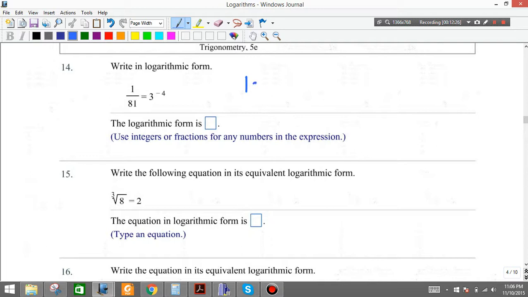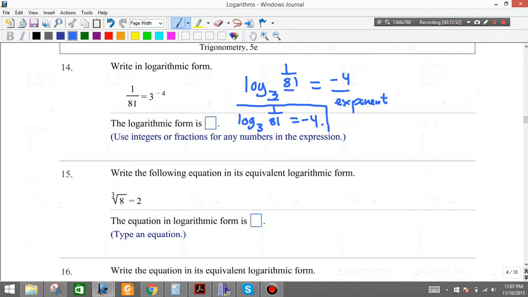Here, log base blank of blank equals blank. Again, the exponent goes here, -4. Exponent. The base is 3, and 1 over 81 is the result. Answer, log base 3 of 1 over 81 equals -4. That's the logarithmic form of that exponential equation.